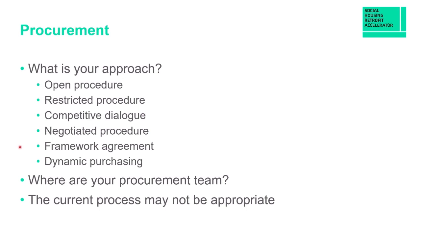There are also things like framework agreements and dynamic purchasing, which can make the whole process simpler. So one of the things you can do early on is to check whether you have framework agreements that are suitable for these kinds of projects. And you're definitely going to need your procurement team to deliver these projects. So again, bring them into the conversation early on. Find out where they're coming from, find out their preferences, and have the debate about, is this the right way to procure for this particular project?